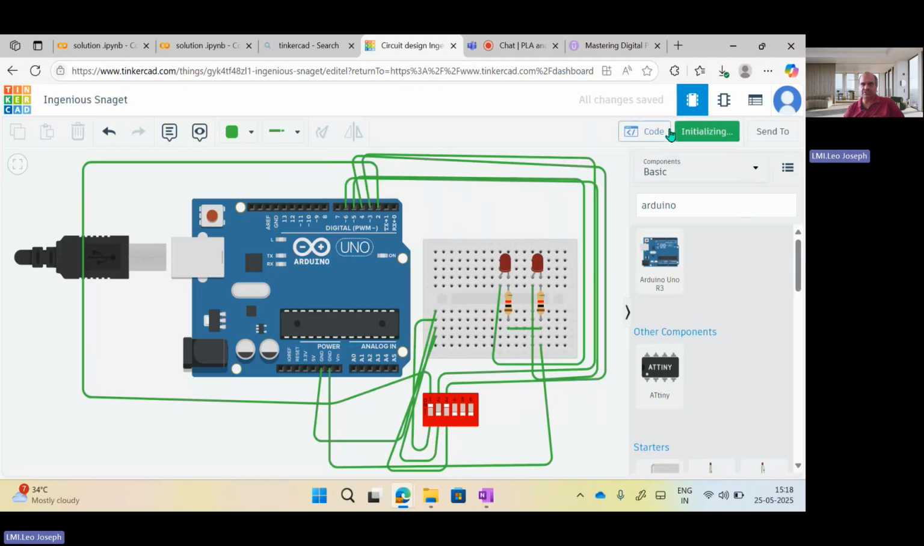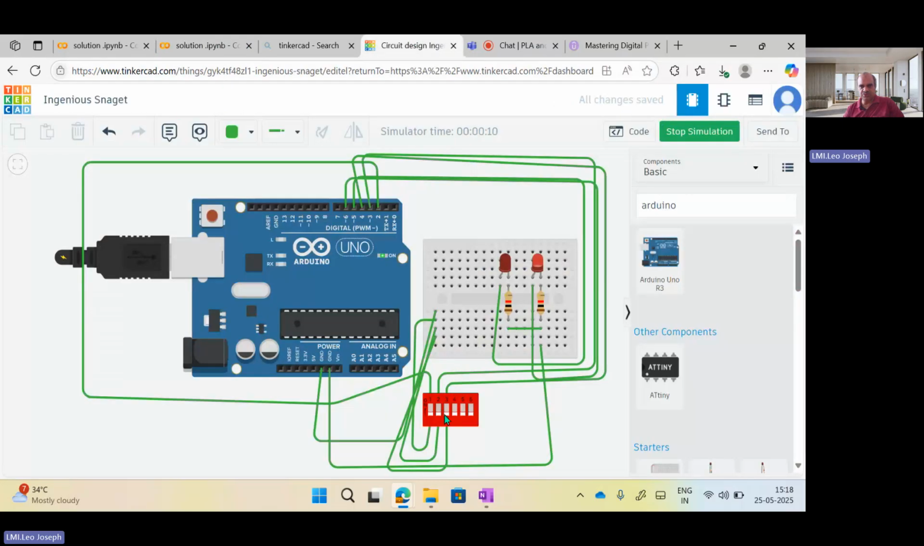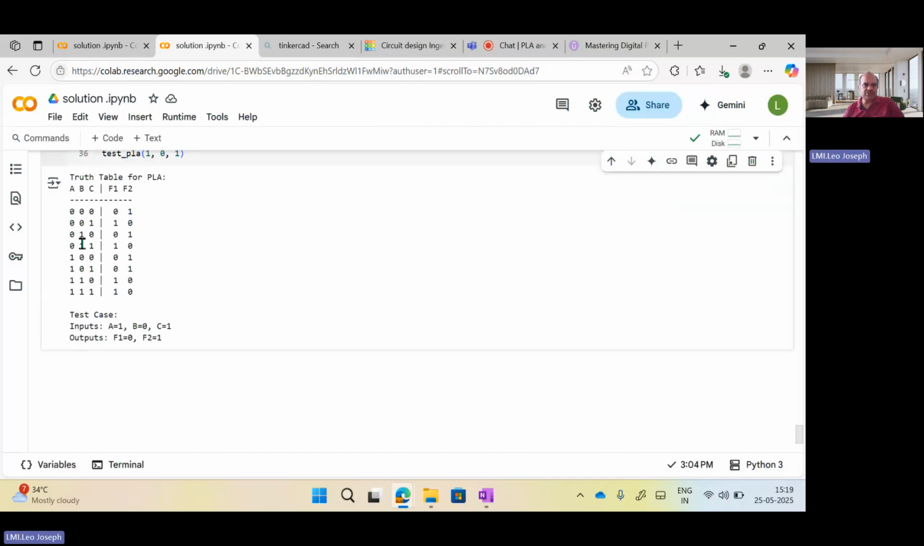That's all. So if you just start the simulation, the light will start glowing. Now we need to verify the output. If all are 0, 0, 0, then what happened? 0, 0, 0 means result should be 0, 1. Coming right. Next 0, 0, 1 means 1, 0. Fine. Working. And then 0, 1, 0 means what happened? 0, 1.